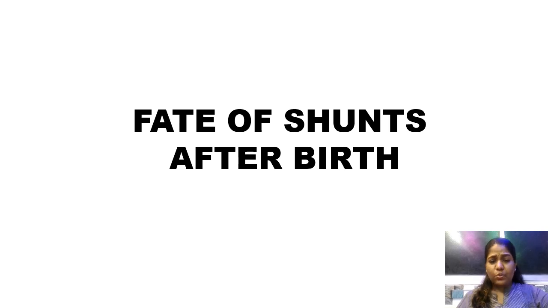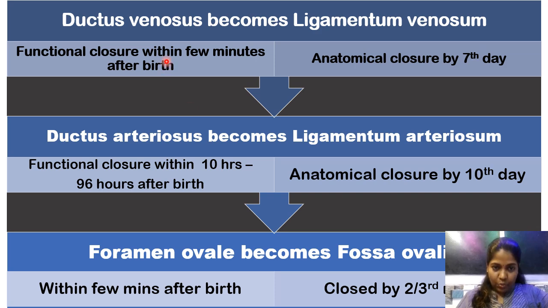So what happens to the shunts that were within in utero? Ductus venosus, functionally it will close within a few minutes after birth. Ductus arteriosus will close within 10 hours to 96 hours after birth. For foramen ovale, within a few minutes after birth, it will functionally close. Like the shunt won't happen.